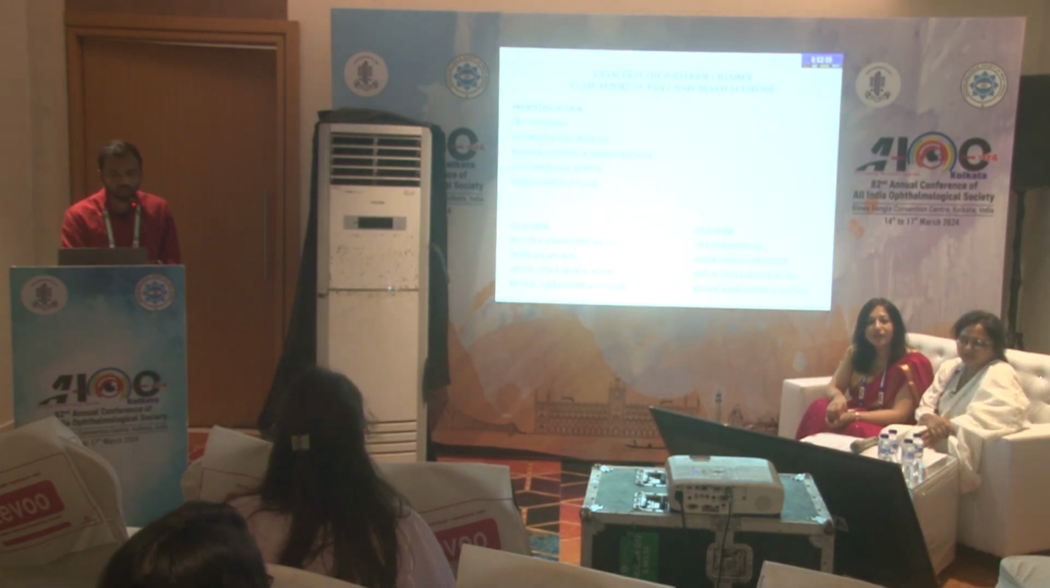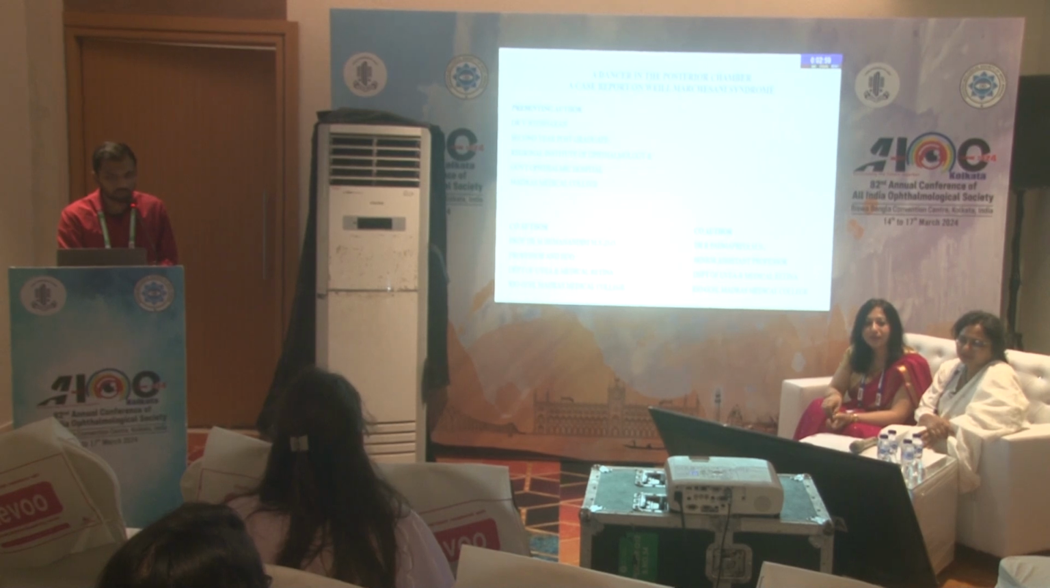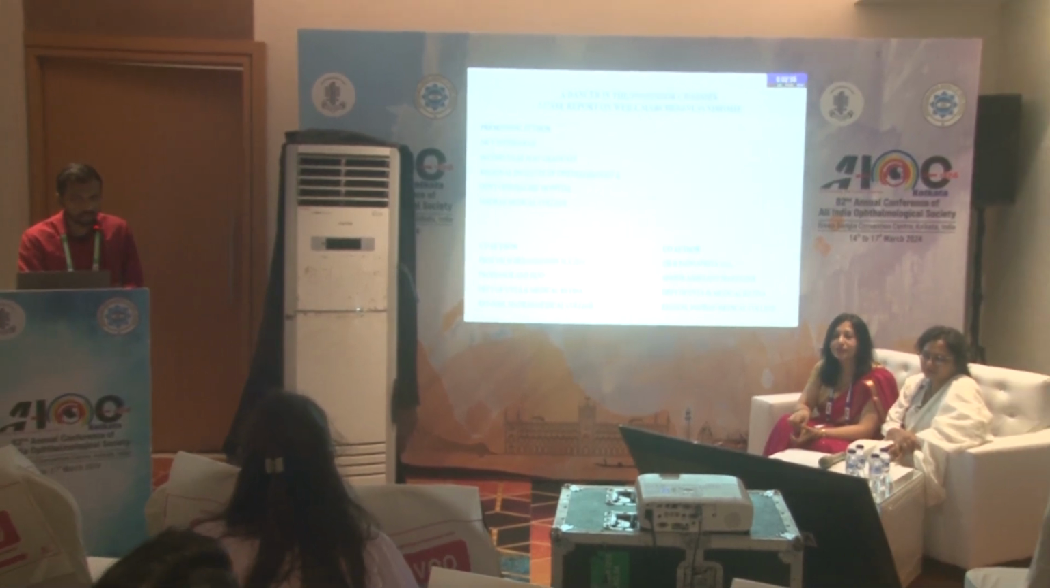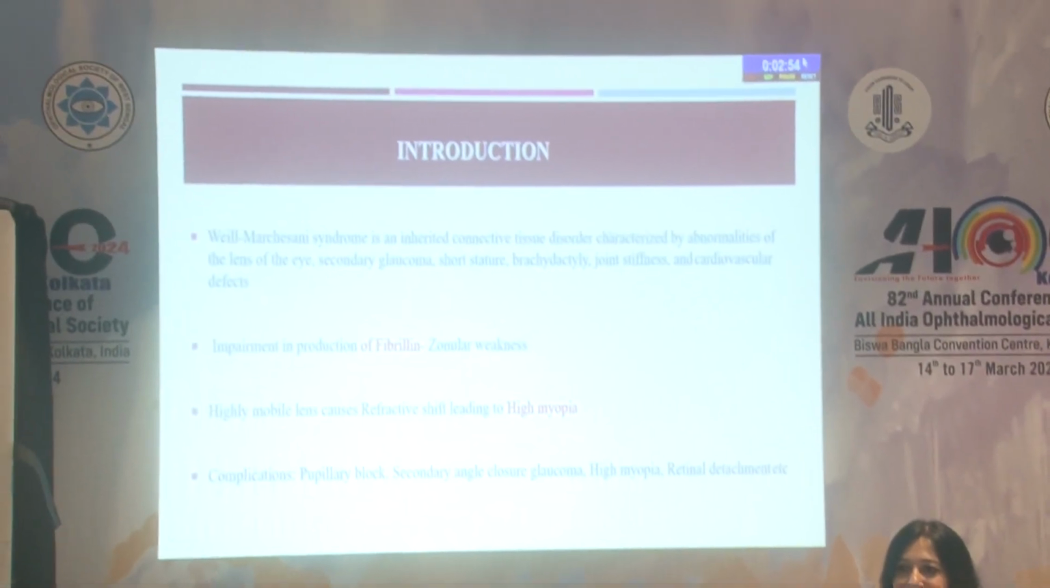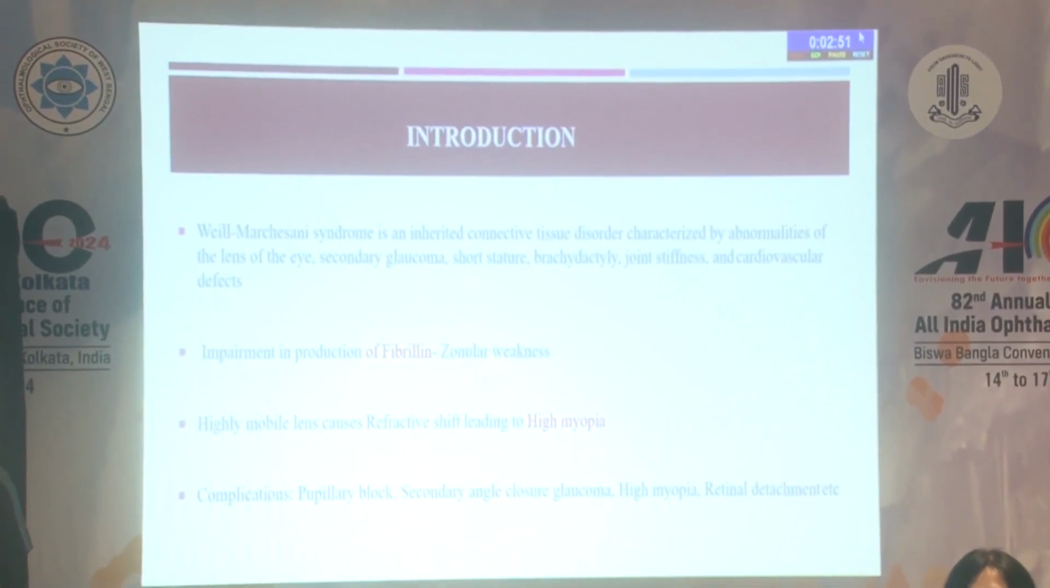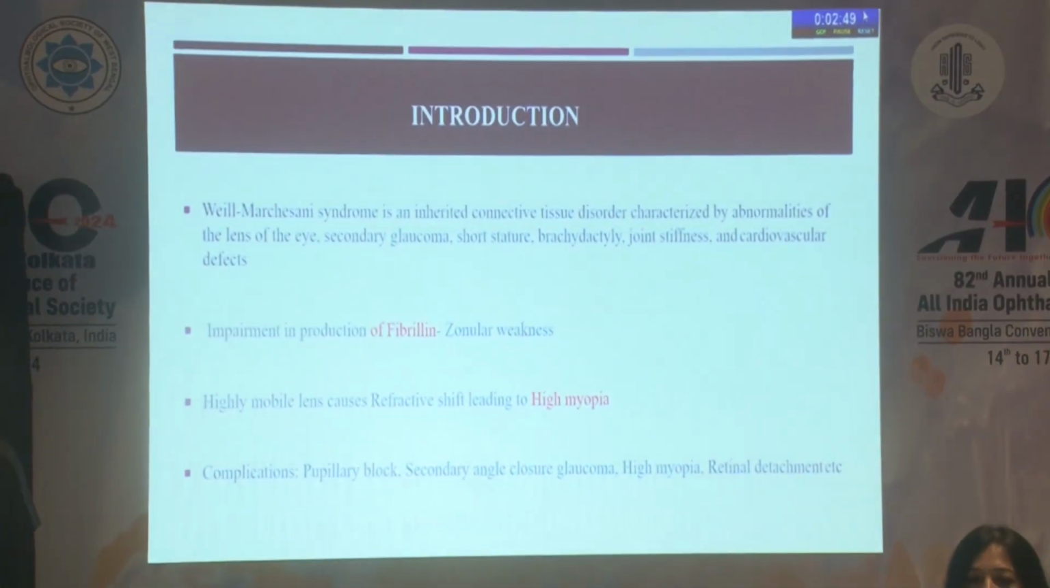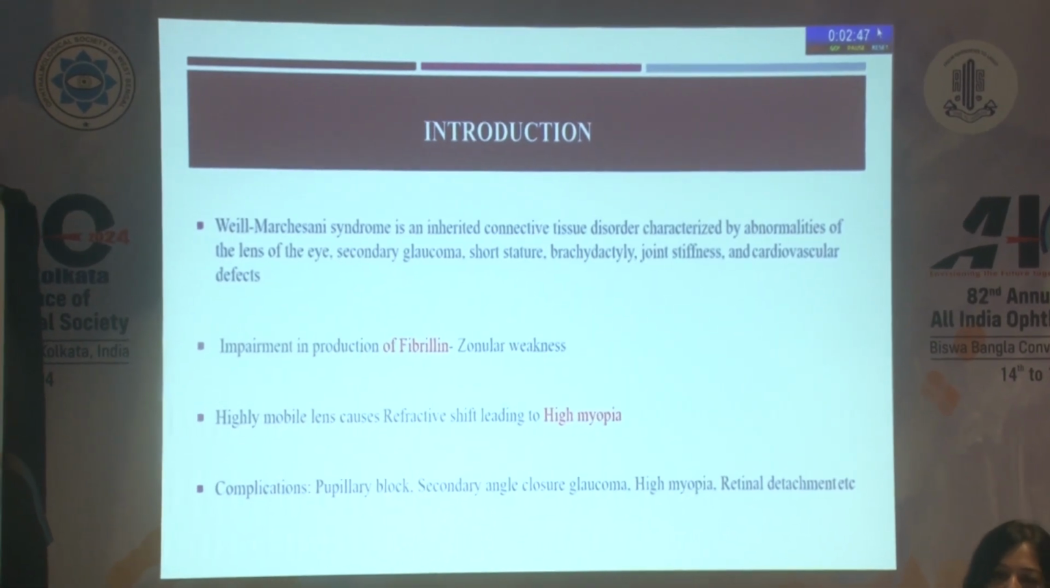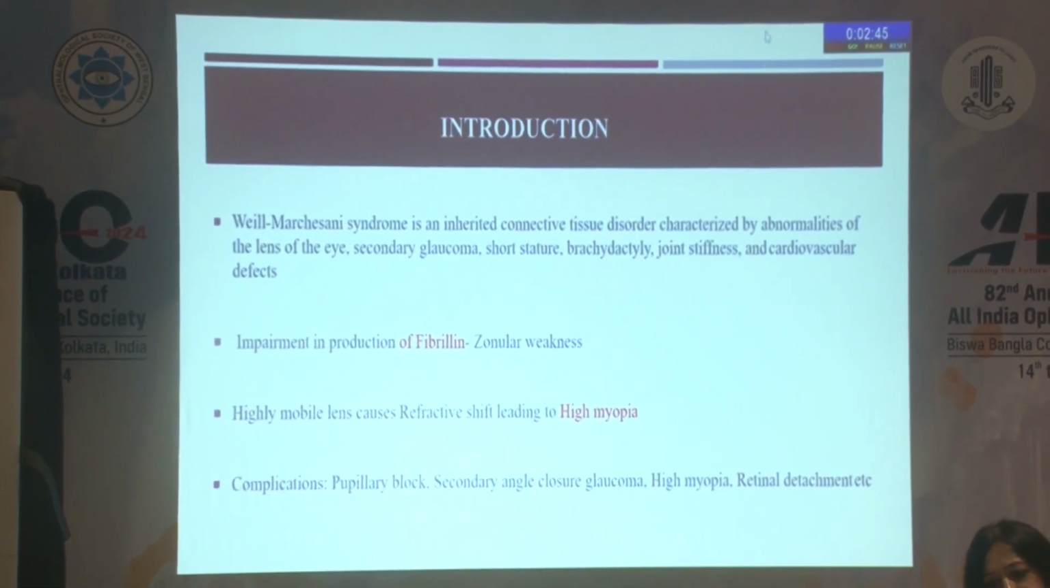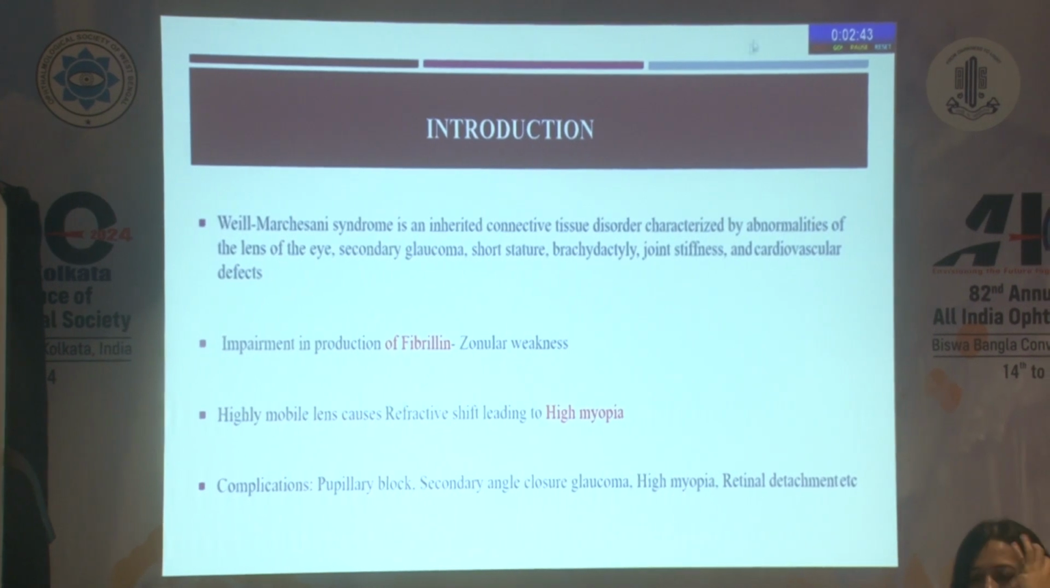Good morning, everyone. So I'm here to present a case report on Weil-Marchesani syndrome, a dancer in the posterior chamber. Weil-Marchesani syndrome is an inherited connective tissue disorder characterized by abnormalities of the lens of the eye, secondary glaucoma, short stature, brachydactyly, joint stiffness, and cardiovascular defects.